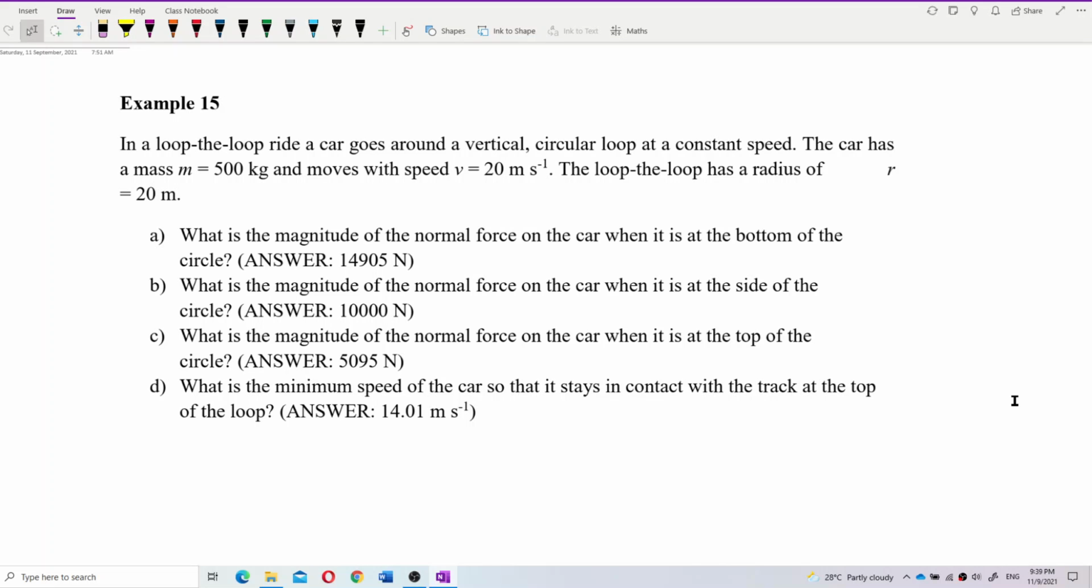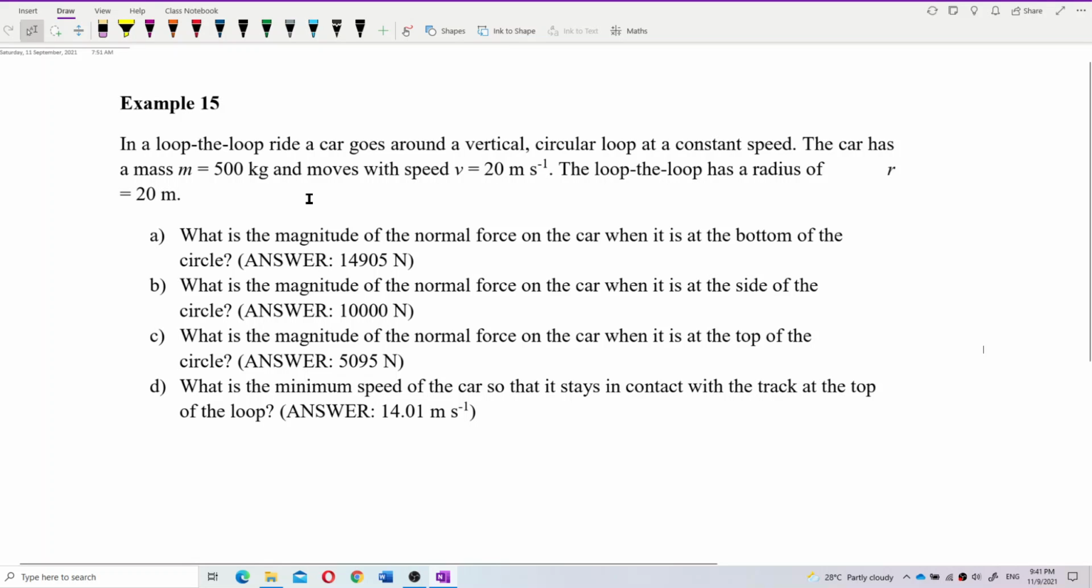Okay, now, a loop, the loop, right? A car goes around a vertical circular loop at a constant speed. The car has a mass of 500 kg and moves with a speed of 20 meters per second. The loop has a radius of 20 meters. Okay, what is actually loop the loop?